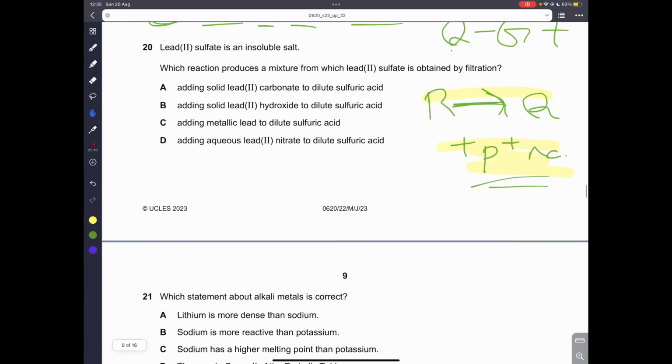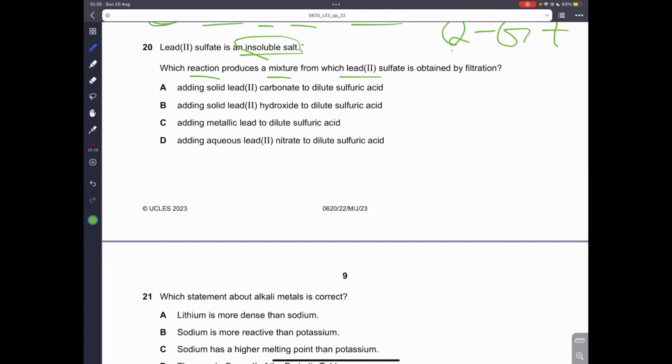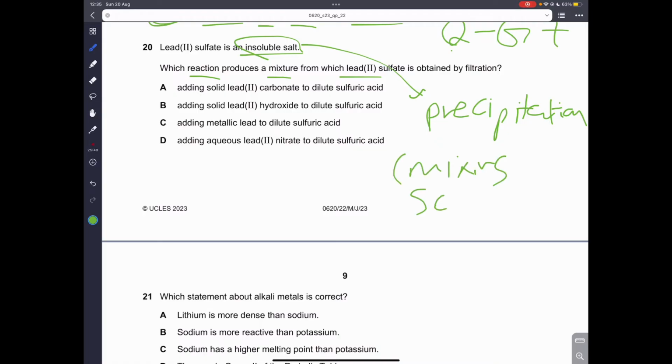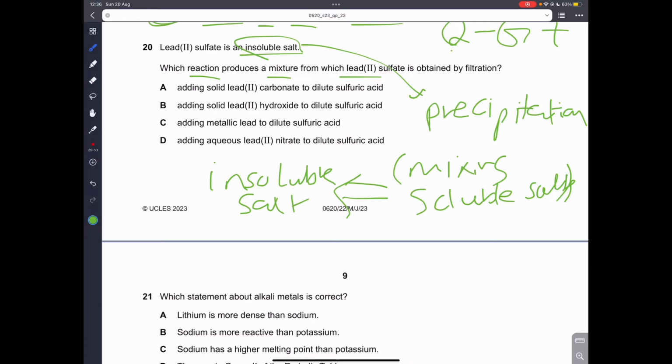So moving on to question number 20. Lead-2 sulfate is an insoluble salt. Which reaction produces a mixture from which lead-2 sulfate is obtained by filtration? Remember, to obtain an insoluble salt, you have to use the precipitation method. The precipitation method is basically mixing 2 soluble salts to create an insoluble salt. So you have to know your solubility rules as well.